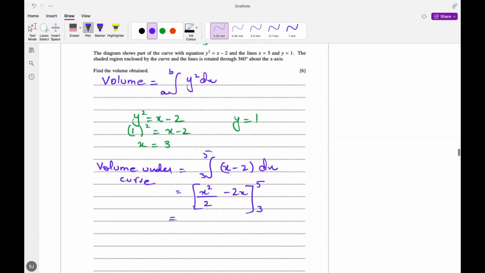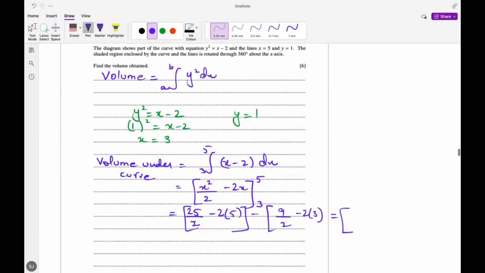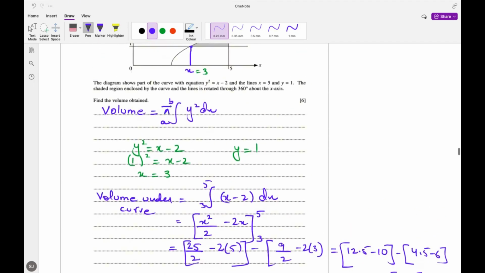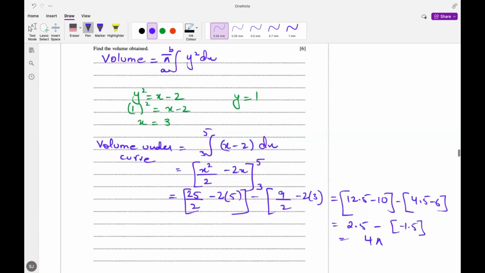So substituting 5, you will get 25 upon 2 minus 2 into 5, minus, substituting 3, we'll get 9 upon 2 minus 2 into 3. We can simplify this: 25 upon 2, which is 12.5, minus 10, minus 9 upon 2, which is 4.5, minus 6. 12.5 minus 10 is 2.5, minus 4.5 minus 6, which is minus 1.5. So this will become 2.5 plus 1.5, which is 4. And we also add a pi to the final answer. So this will become 4 pi.